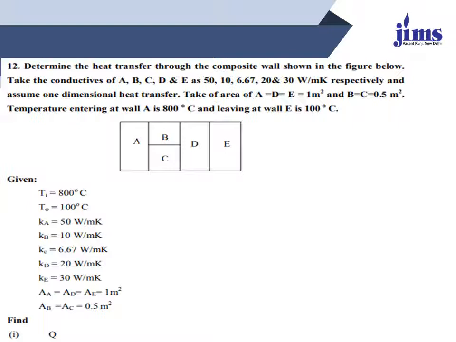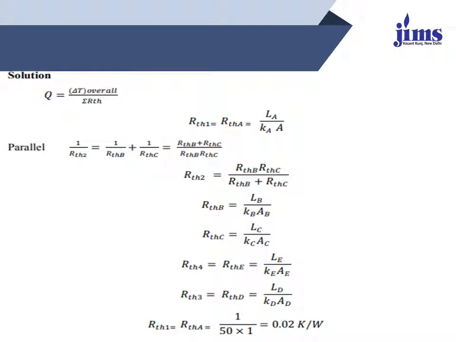Ka, Kb, Kc, Kd, Ke are the thermal conductivities of the different walls, and the areas are equal for A, D, E, and AB, AC are equal, and it is equal to 0.5 meter square. In this case we have to find out the heat transfer rate. So let us start. The plane walls B and C are in parallel connection.